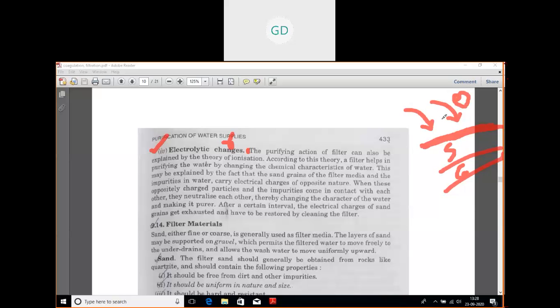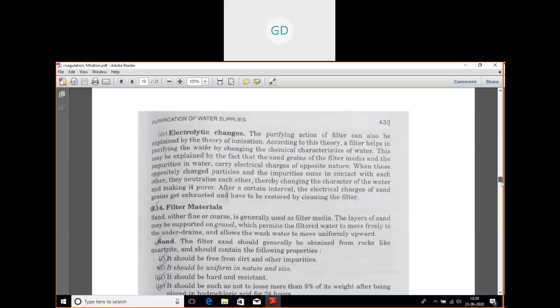After a certain interval, the charges of the sand bed get exhausted, depleted. So we have to restore the sand bed: you can pour new sand, or you can clean the filter. In that way you can restore the electrical charges. So this is all about your theory of filtration.